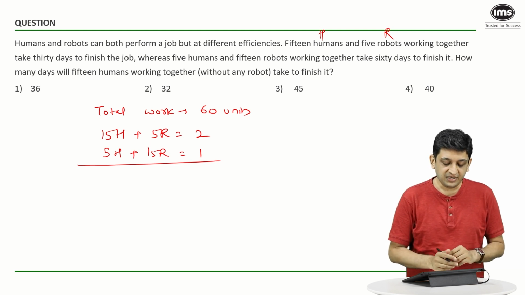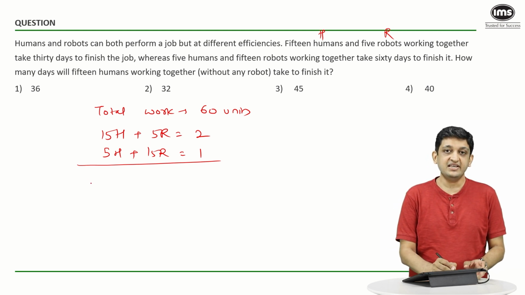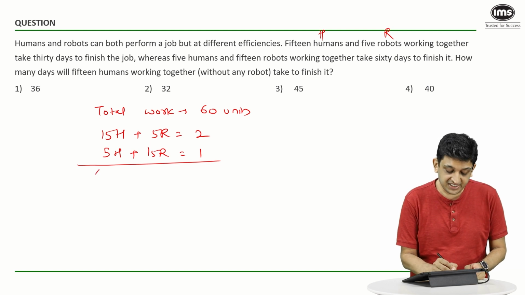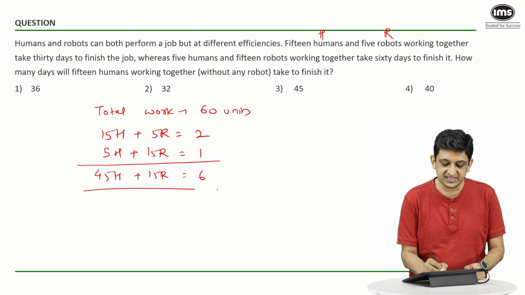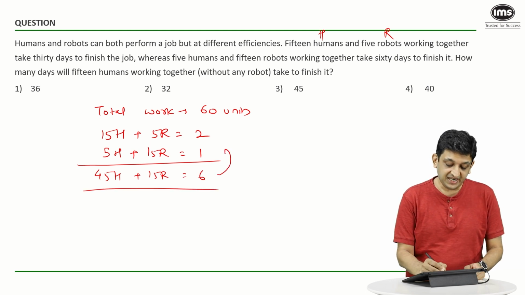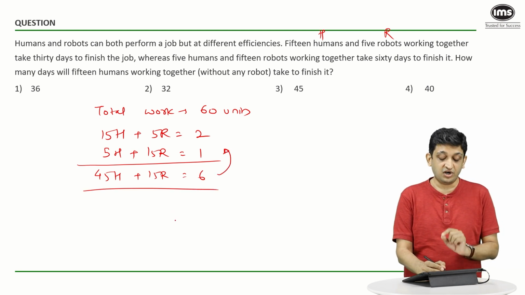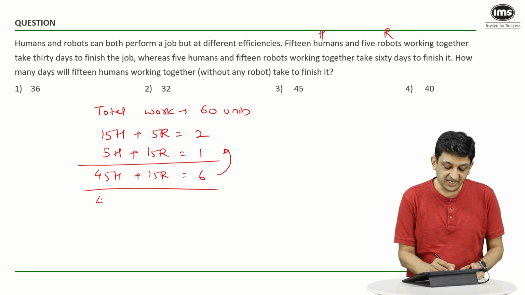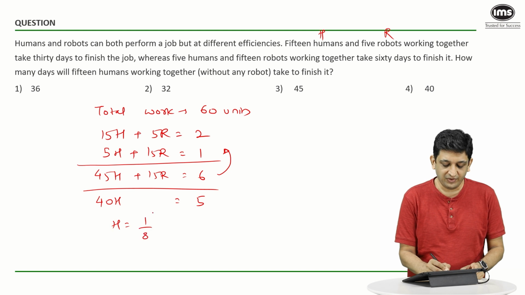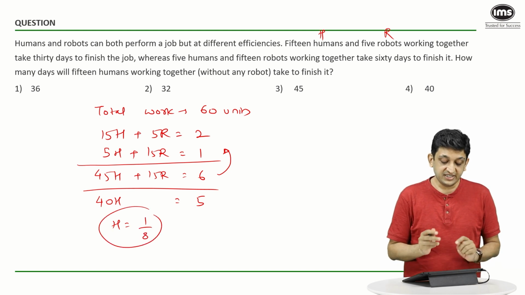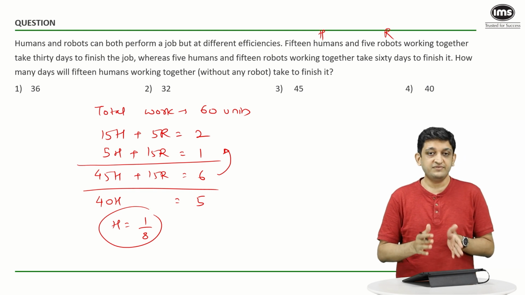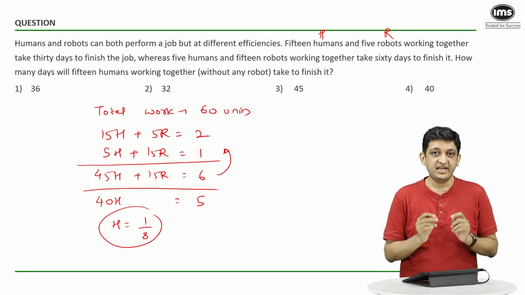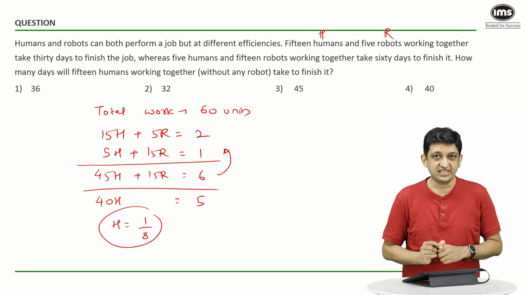So let's say, for example, I multiply the first equation by 3. You will get 45h plus 15r equals 6. Now if you subtract the second equation from what we have got here, we will see that 40h will be equal to 5, or h will be equal to 1 by 8. So in this case what we are saying is one human will do 1/8 of the work per day, or 1 by 8 units per day.